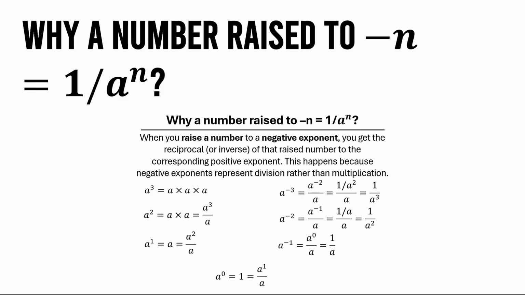So here we have a to the power of negative 3, which equals a to the power of negative 2 divided by a, which is equal to 1 divided by a to the power of 2 divided by a, which equals 1 divided by a to the power of 3. Then we have a to the power of negative 2, which equals 1 divided by a to the power of 2. A to the power of negative 1 equals 1 divided by a. And finally, we have a to the power of 0, which equals 1. Or we can also write it as a to the power of 1 divided by a.